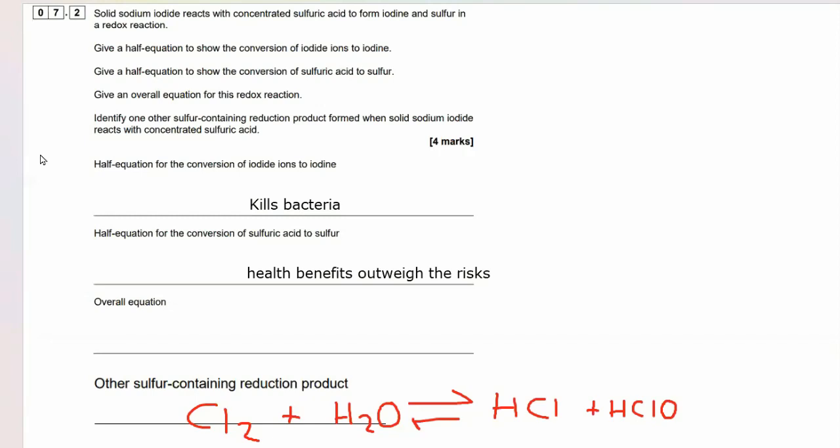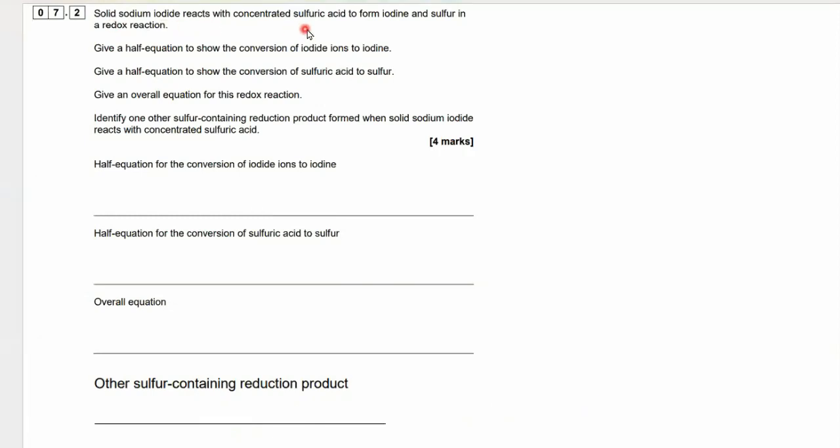Okay, next question. Solid sodium iodide reacts with concentrated sulfuric acid to form iodine and sulfur in a redox reaction. Give a half equation to show the conversion of iodide ions to iodine. Give a half equation to show the conversion of sulfuric acid to sulfur. Give an overall equation for this redox reaction. Identify one other sulfur-containing reduction product formed when solid sodium iodide reacts with concentrated sulfuric acid. So let's start. 4 marks. Nice. Half equation for the conversion of iodide ions to iodine.